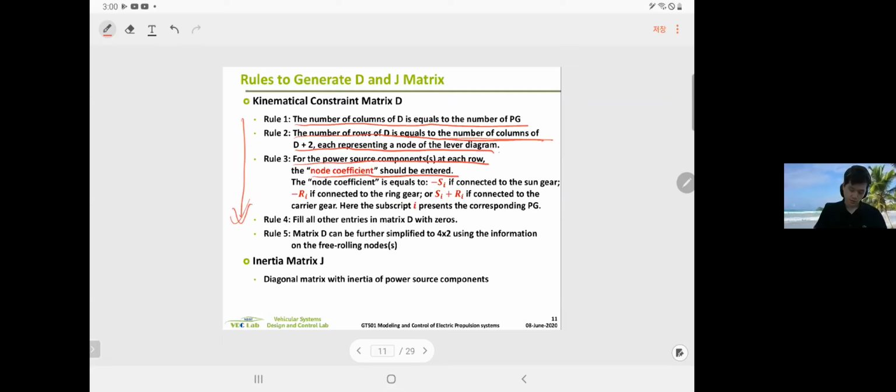So node coefficients is equal to minus SI, where I equals the PG you're referring to. So if you have 2 PG, then I could be either 1 or 2. And then S for the sun gear, R for the ring gear, and SI plus R1 for the carrier.